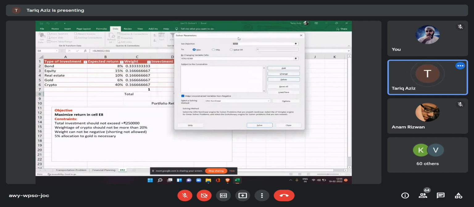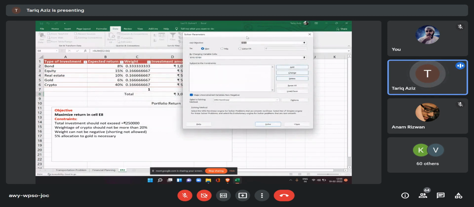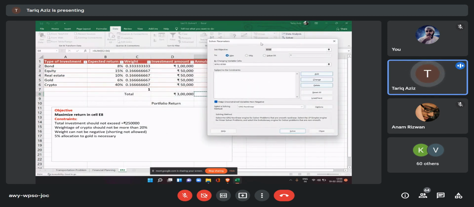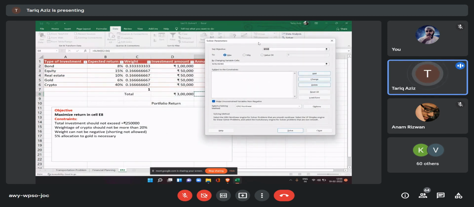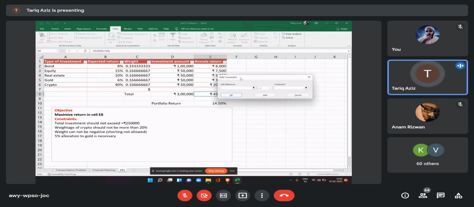Delete. So let us start with the first constraint. The first constraint is that total investment should not exceed 2,50,000. So I will click add constraint. After clicking that, this dialog box will open, and I have to select the total amount of investment, which is in the cell D8.